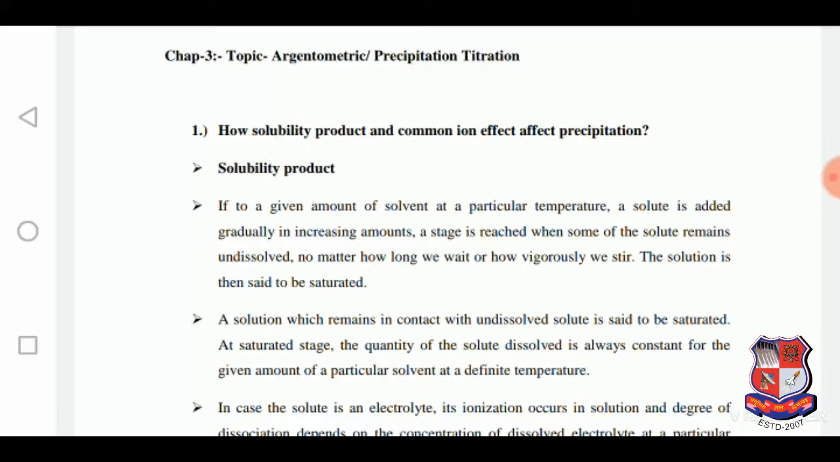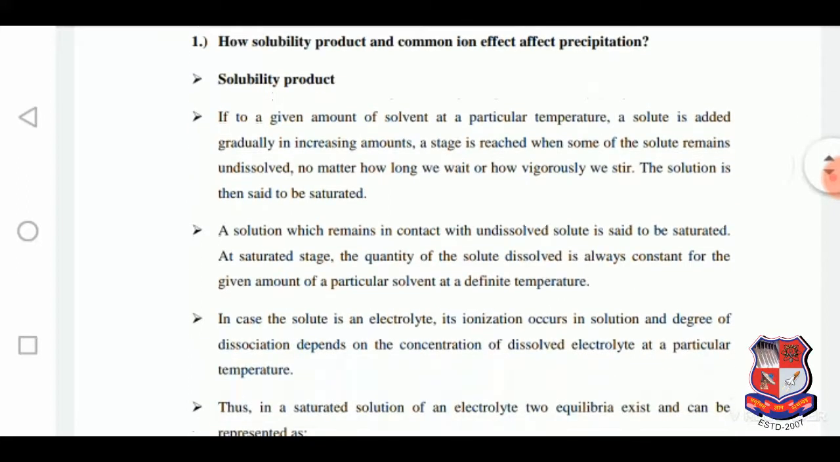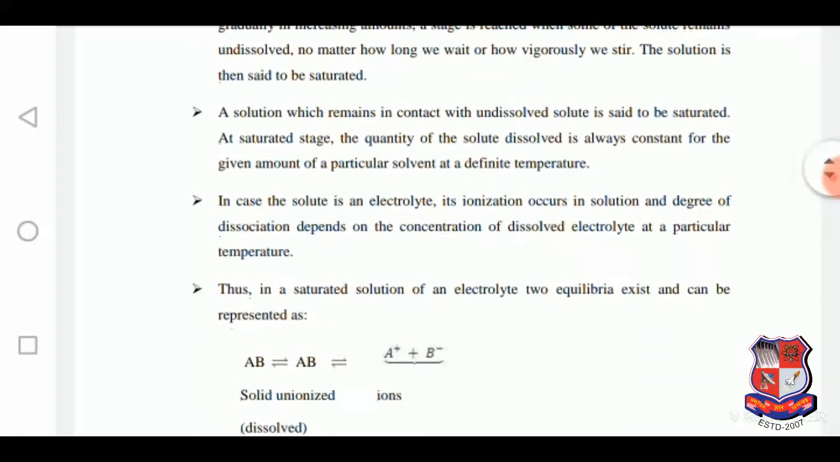So the answer will be solubility product. What is that? If, to a given amount of solvent at a particular temperature, a solute is added gradually in increasing amounts, a state is reached when some of the solute remains undissolved. No matter how long we wait or how vigorously we stir, the solution is then said to be saturated. A solution which remains in contact with undissolved solute is said to be saturated.